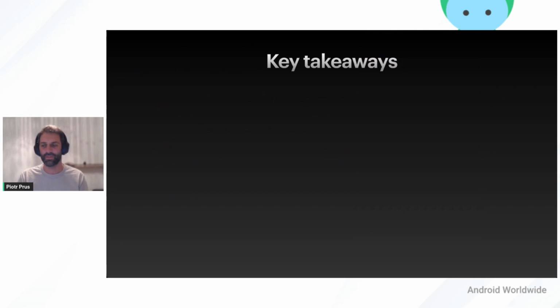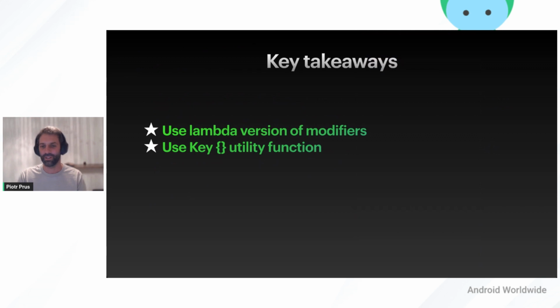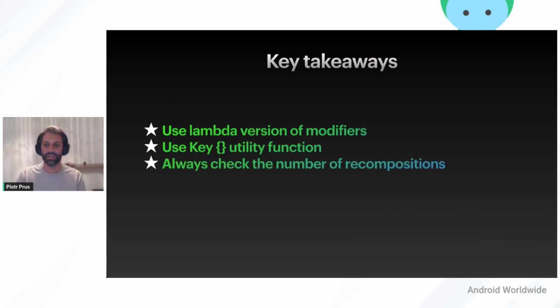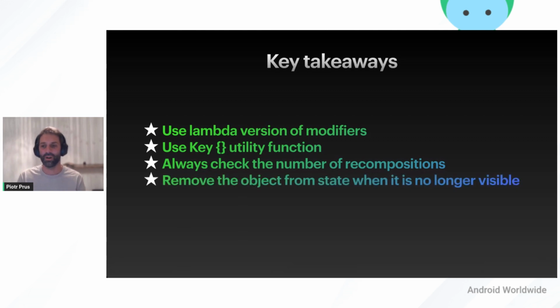So the key takeaways from this talk: use Lambda versions of modifiers when your parameters are changing a lot. Use the key utility function for the things that you do not want to recompose if the key didn't change. Always check your number of recompositions. I was really in shock that every one emoji was causing 300 recompositions. And remove the object from the state, even if they are no longer visible, because as you saw, the memory is not cleared correctly.